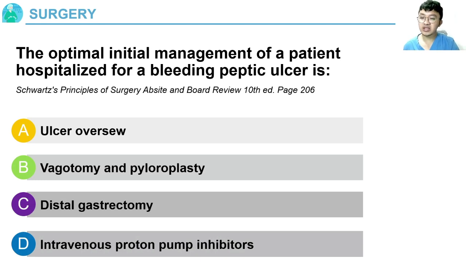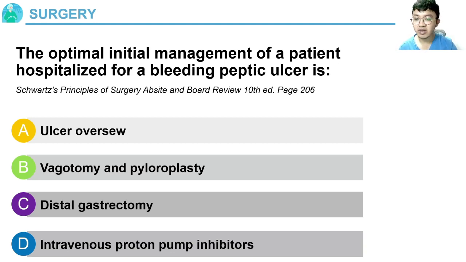Next, the optimal initial management of a patient hospitalized for a bleeding peptic ulcer is it A, ulcer oversewing? Is it B, vagotomy and pyloroplasty? Is it C, distal gastrectomy? Or is it D, intravenous proton pump inhibitors?